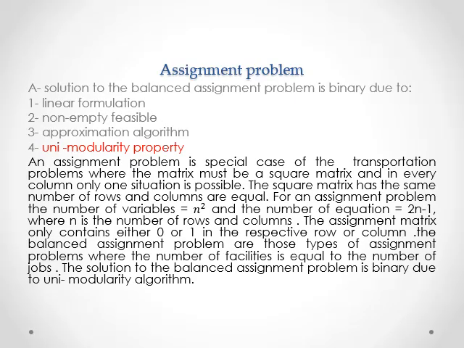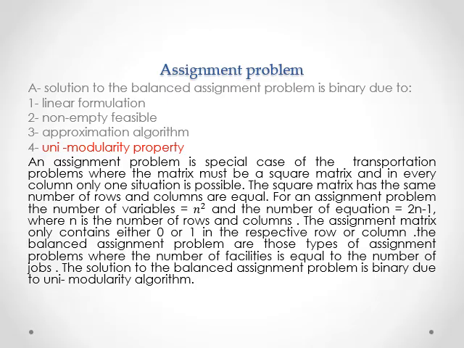Assignment problem. A solution to the balanced assignment problem is binary due to: linear formulation, non-empty feasible region, approximation algorithm, unimodularity probability. Okay. The correct answer is number 4, grade 1. But here I would like to explain why option 4 is the correct answer.